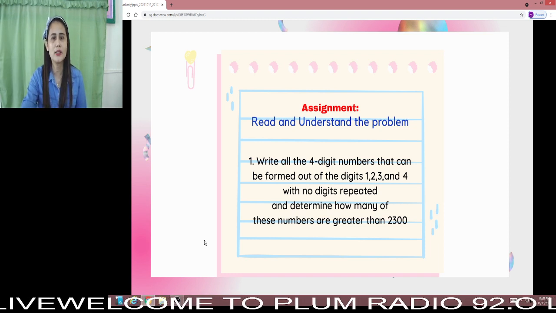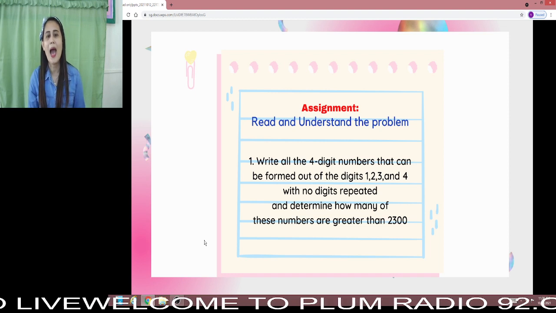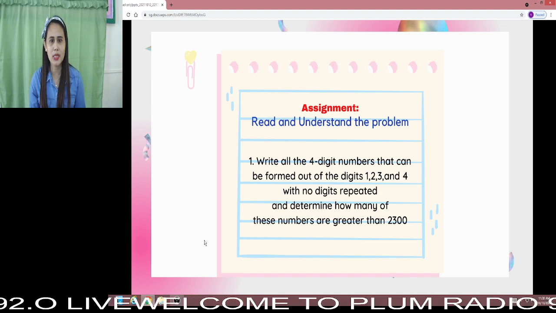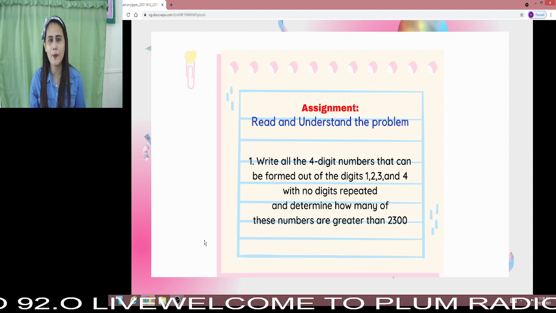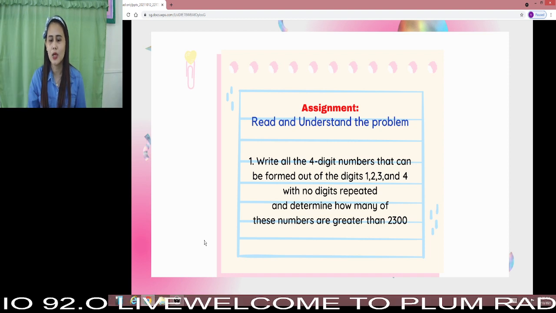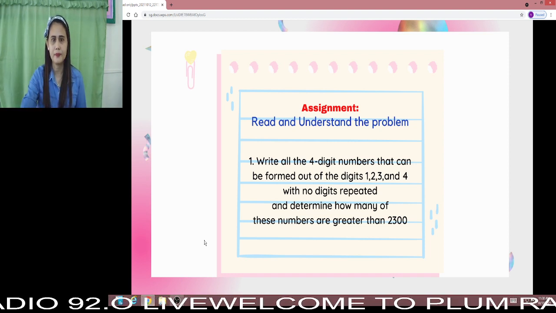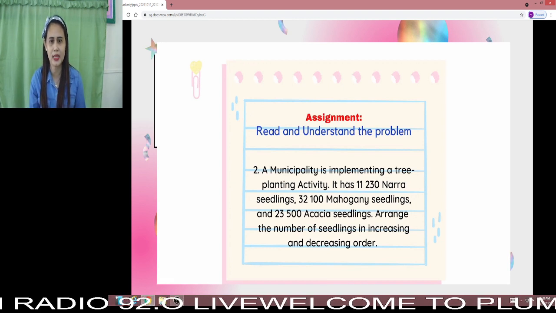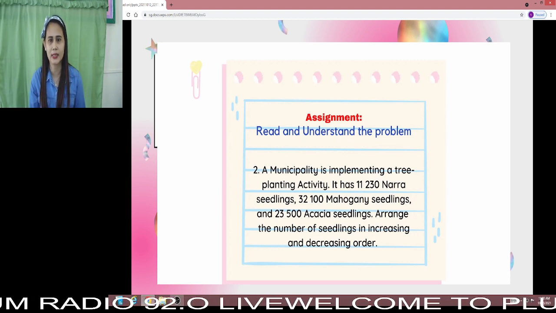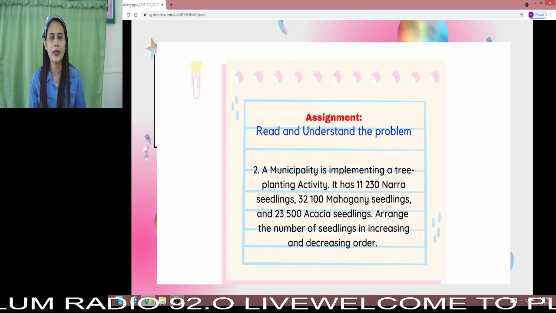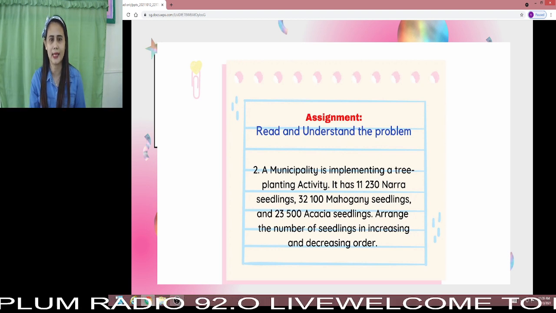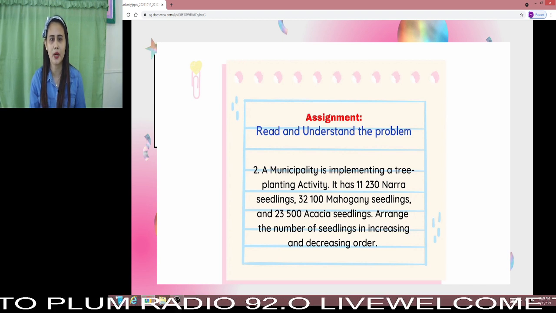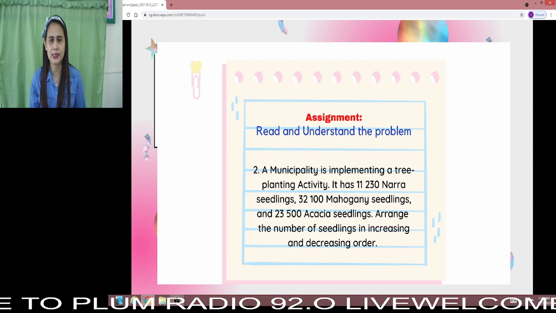Again, write all the 4-digit numbers that can be formed out of the digits 1, 2, 3, and 4 with no digits repeated and determine how many of these numbers are greater than 2,300. And for number 2, a municipality is implementing a tree planting activity. It has 11,230 Narra seedlings, 32,100 mahogany seedlings, and 23,500 acacia seedlings. Arrange the number of seedlings in increasing and decreasing order.